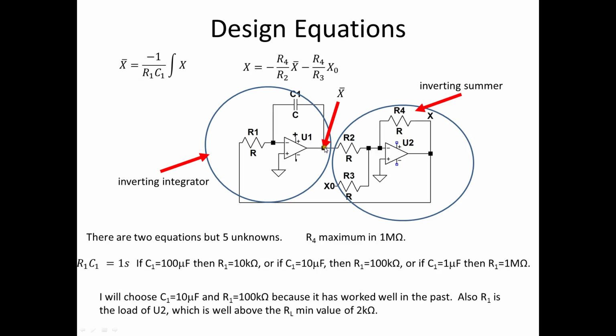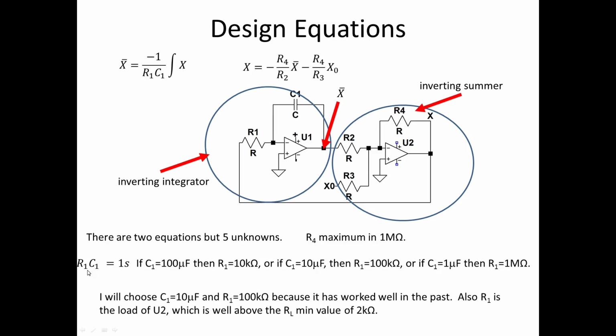So let's look at the design equations. I have not X, which is this node here, is 1 over R1C1 times the integral of X, and then X is R4 divided by R2 times not X, inverted, and R4 divided by R3 gives me my initial condition. Now there are only 2 equations and there are 5 unknowns. In the past I've said R4 maximum is 1 mega ohm, so that's something we can think about.